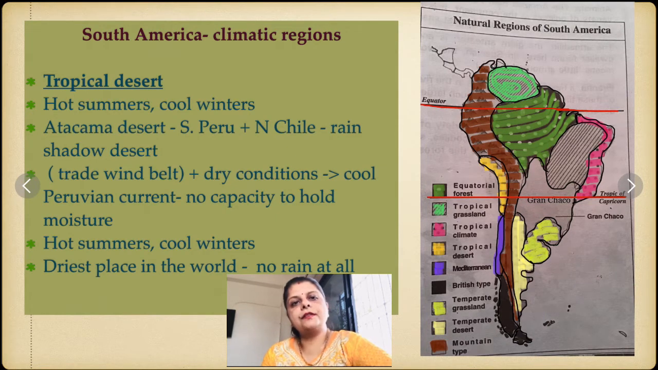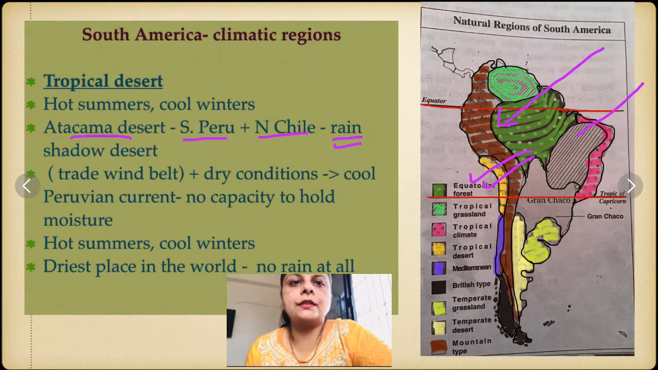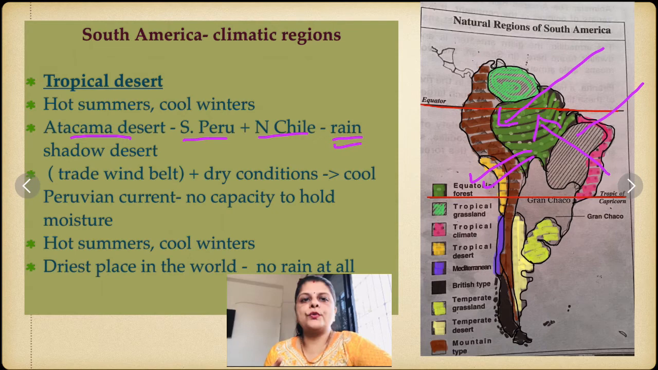Tropical deserts, here the summers are hot and winters are cool. Atacama Desert, which is spread in the southern part of Peru and northern part of Chile, is a rain shadow desert. Why is it a rain shadow desert? As the trade wind blows from the eastern part, by the time they reach this region, they are completely moisture-less, because of which dry conditions are developed.